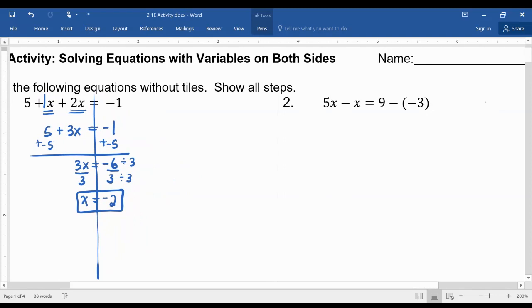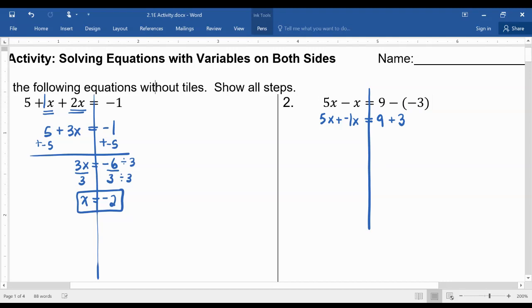Number 2. We got a couple of sign changes. We have one on the left, 5x plus -1x equals, and on the right, it also has a sign change here of leave the 9, change, which means +3.